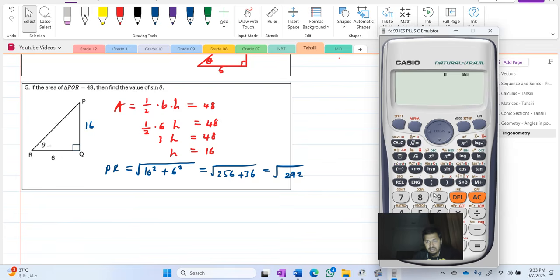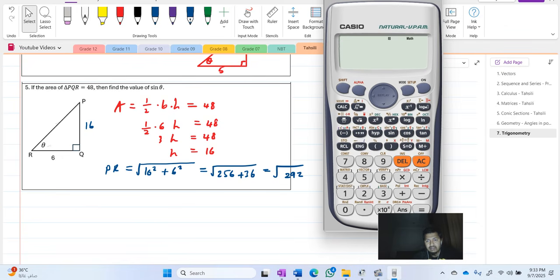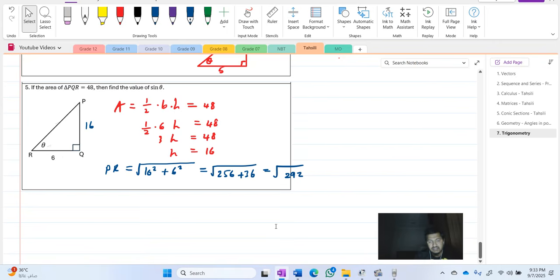So we're going to check, you can just type the entire thing on the calculator, the square root of 16 squared plus 6 squared, which is 2 root 73, and square root of 292 is 2 root 73. So my answer is 2 square root of 73.